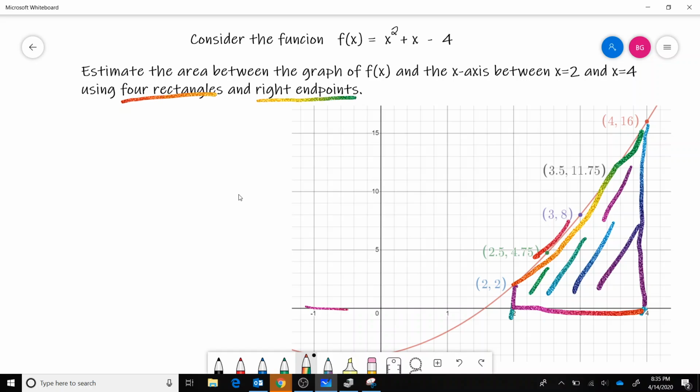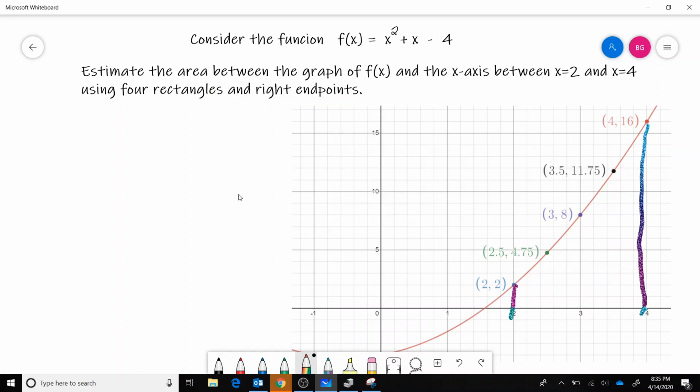So we're going to do this problem twice. And the second time, we're not going to use right endpoints. We're going to use left endpoints. So I'm going to clean up my drawing here a little bit so we can, again, see what we're doing. All right, so it says find the area using 4 rectangles.